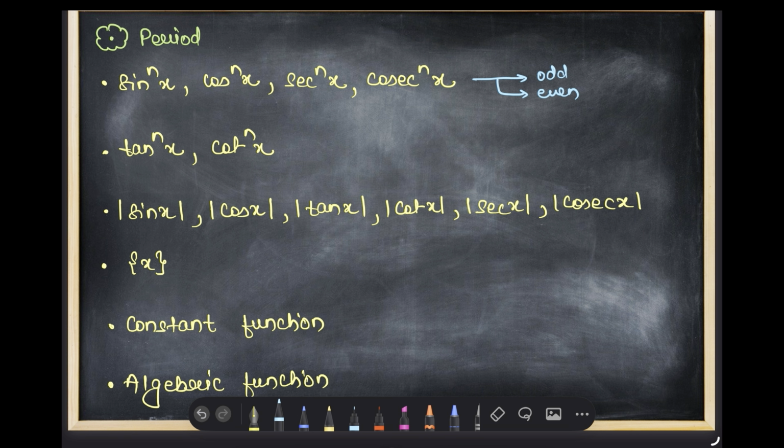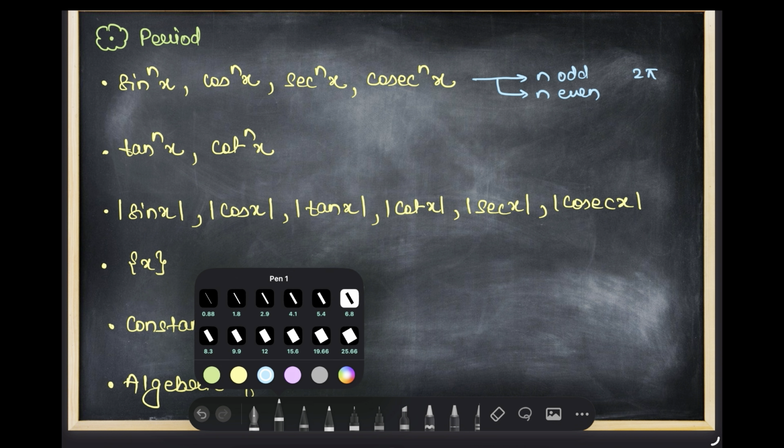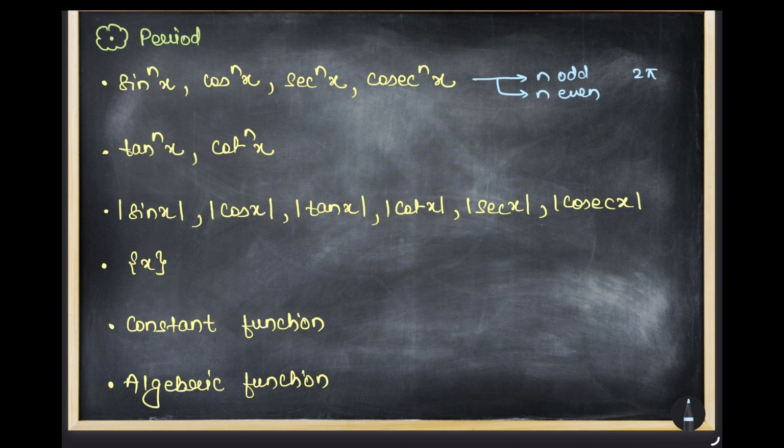So can I say that 2 pi is the period when n is odd? Okay, wait, I'll clarify more. When n is odd, the period is 2 pi. Now if n is even, this means no negative part will be there. The lower burger will become an upper burger. So in that case, the period will become pi. This you have to memorize.